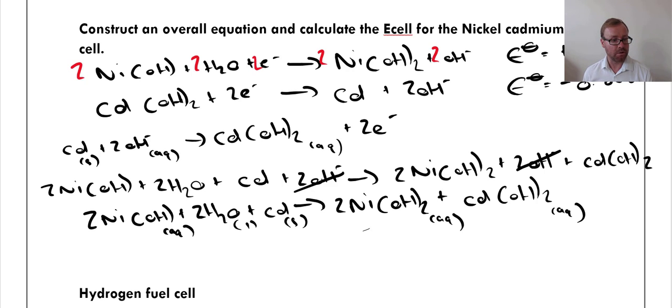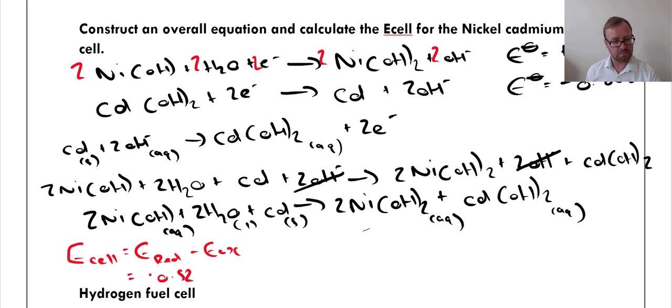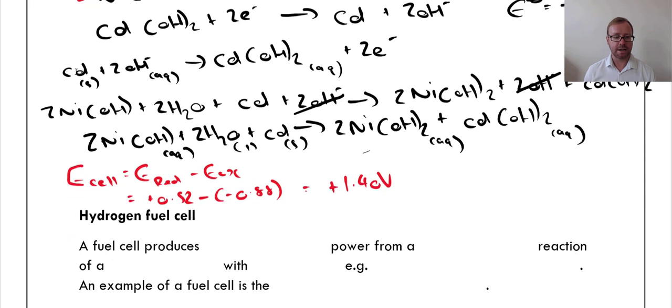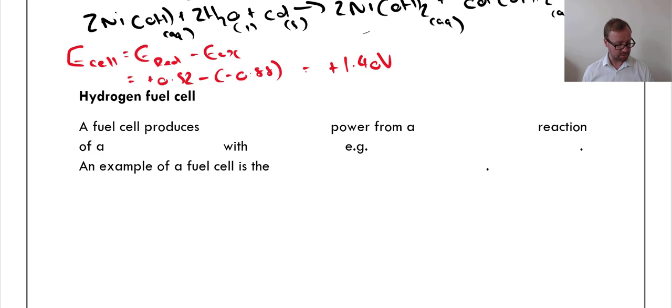And now we can work out the E cell, the potential of the cell, using reduction minus oxidation, which gives me a value of 0.52 minus negative 0.88, which gives me a value of plus 1.40 volts. The reason why I got you to do that is to get used to using these redox equations. I know you've done them in a previous video, however it's always good to practice. I hope you got that correct, and now we can move on to hydrogen fuel cells.